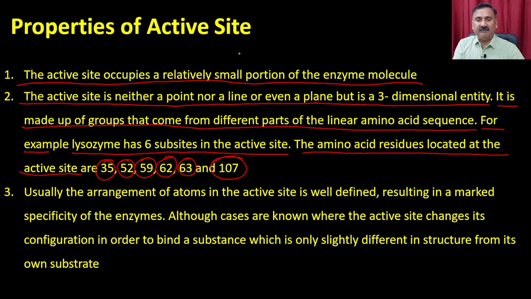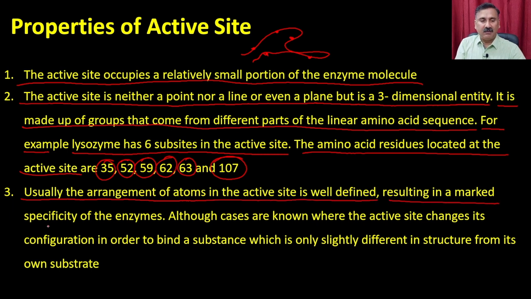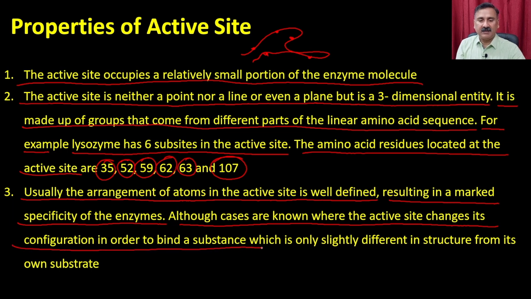So you can have an active site which may be coming from different types of amino acids, and these may be coming from distant locations within the amino acid sequence. Usually, the arrangement of the atoms in the active site is well defined, resulting in a marked specificity of the enzyme. Although cases are known where the active site changes its configuration in order to bind a substance which is only slightly different in structure from its own substrate.